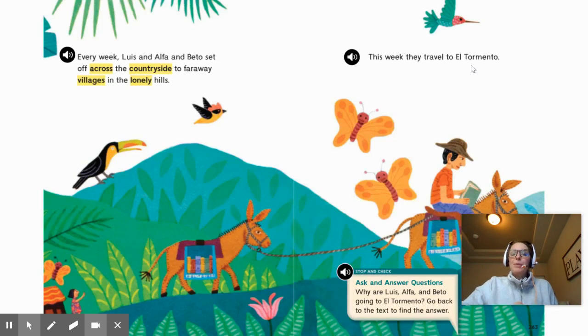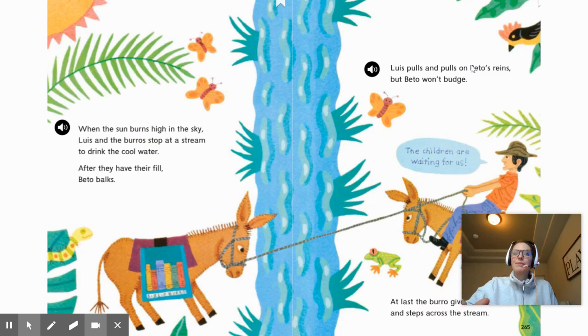This picture, you'll remember, shows Luis and his donkeys traveling a far distance to get to the faraway villages. You'll remember that even his donkey wants to stop. He does not want to cross the stream. He would not budge. But finally, he got him to cross.